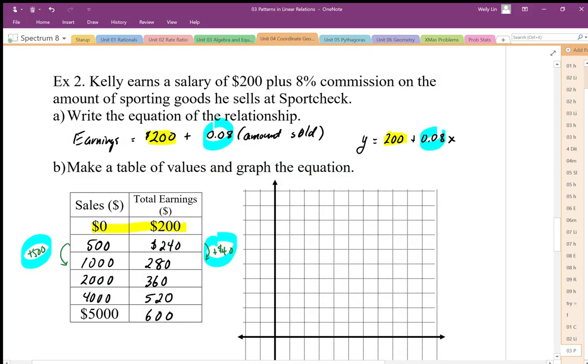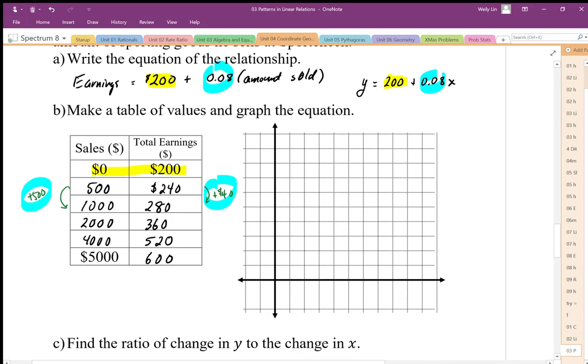Okay, so let's graph this and we can answer the rest of the question here. So my scale here, I'm going to go up to 5,000. So 1,000, 2, 3, 4, 5. This is going to be the sales. Make sure you label your axis. Okay, the earnings, we're going to go up to 1,000. So I'm just going to go up by $100. This is my earnings. So it's going to be $100 of earnings, $200 of earnings, etc.